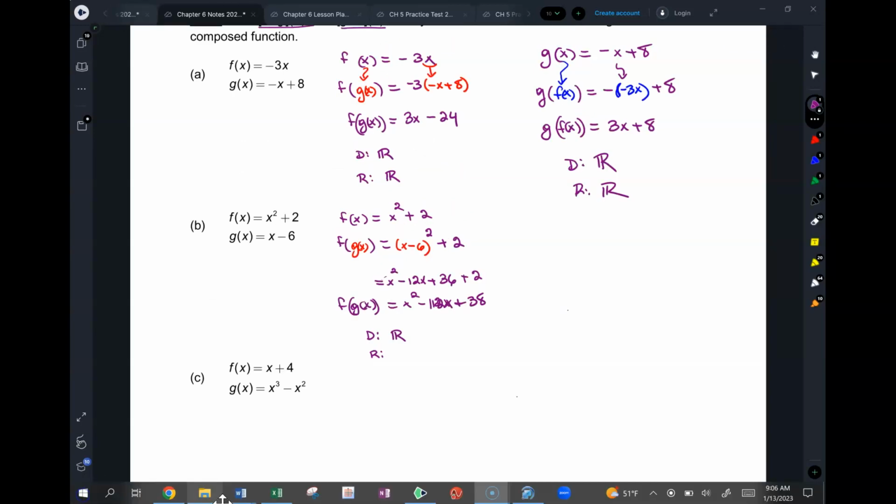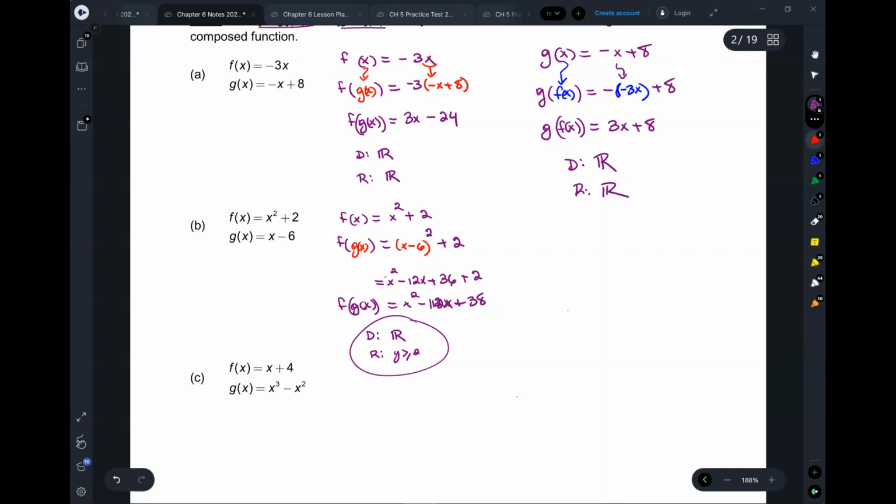Yeah. So now take a look at this. Where did this function come from? This function came from here, right? This is a parabola with vertex (6, 2), and it faces upward, right? So the range is y is greater than or equal to 2. Is that what Sydney said? Yes, that's what Sydney said. And we're very proud of her for that.